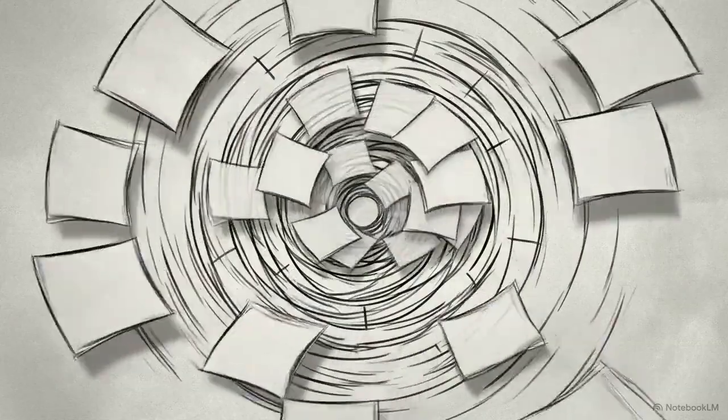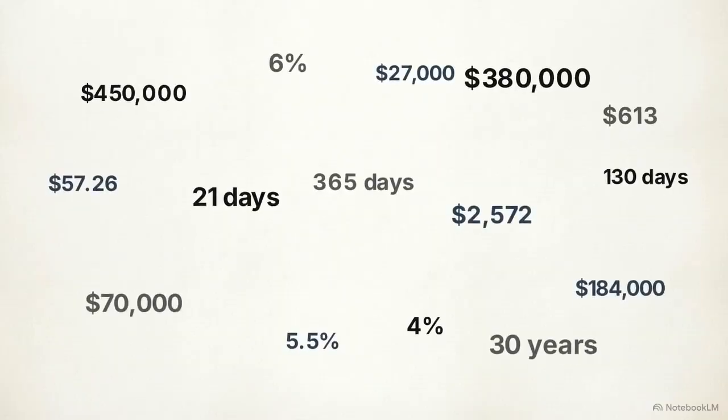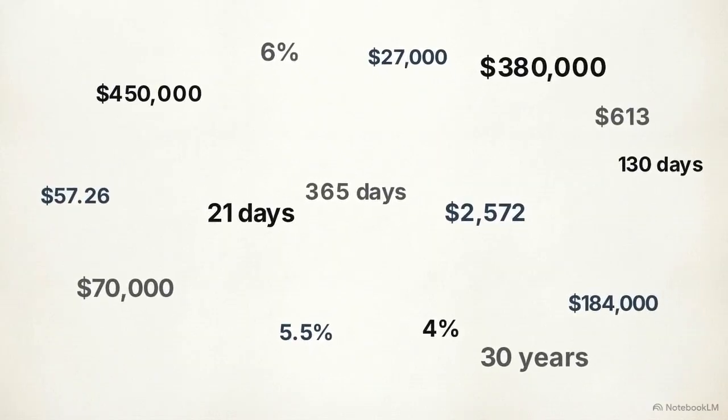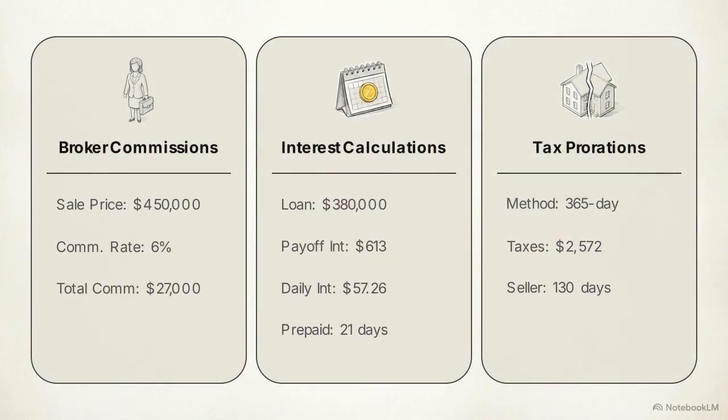When you sit down to finalize a $450,000 real estate transaction, you are usually hit with an avalanche of paperwork. Between the lender fees, the legal documents, and the escrow accounts, the sheer volume of math can be completely overwhelming. We are going to systematically decode these calculations. We will walk step by step through how to accurately calculate broker commissions, daily interest rates, and property tax prorations for a standard home sale.